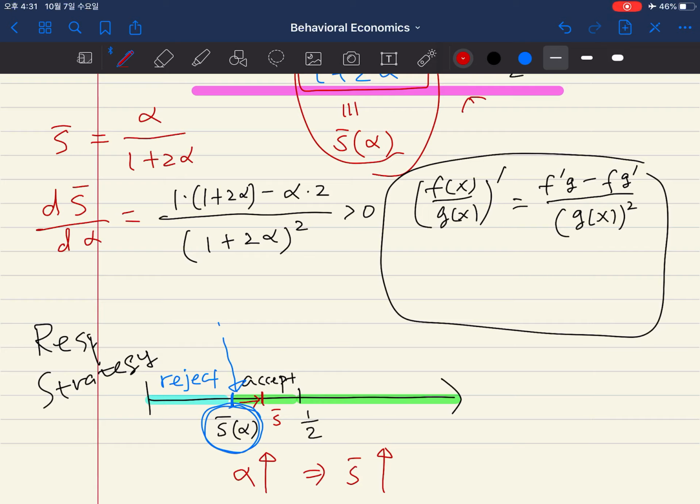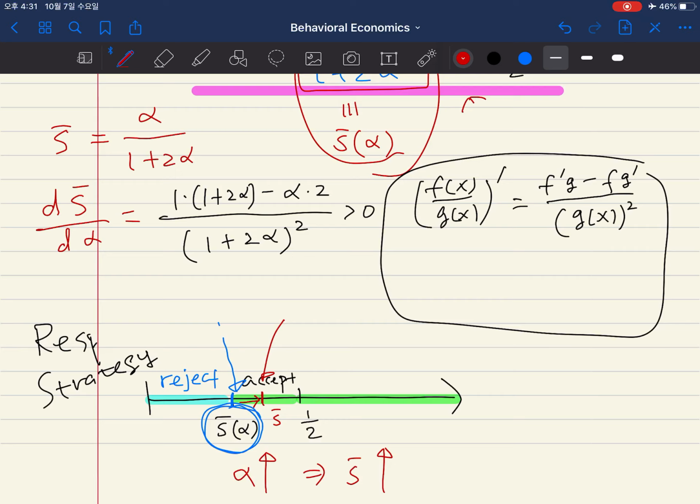So as you can see in this picture, we can express this kind of behavior by having a higher threshold for rejection. If S upper bar is a bigger number, then as you can see, the rejection area is now expanding. So in that case, it is possible that the responder may reject the offer even when the offer is kind of a moderate offer.